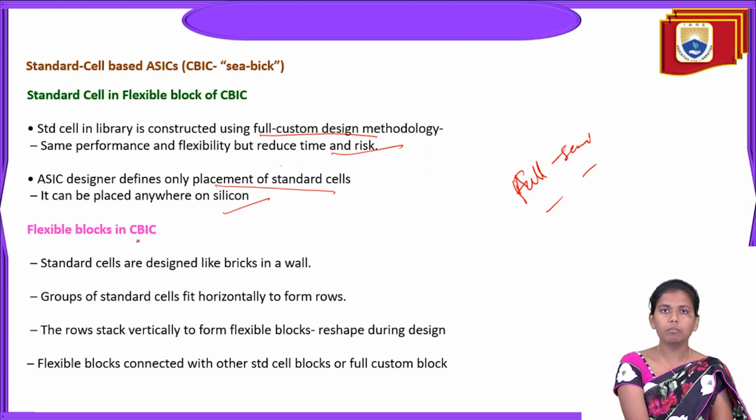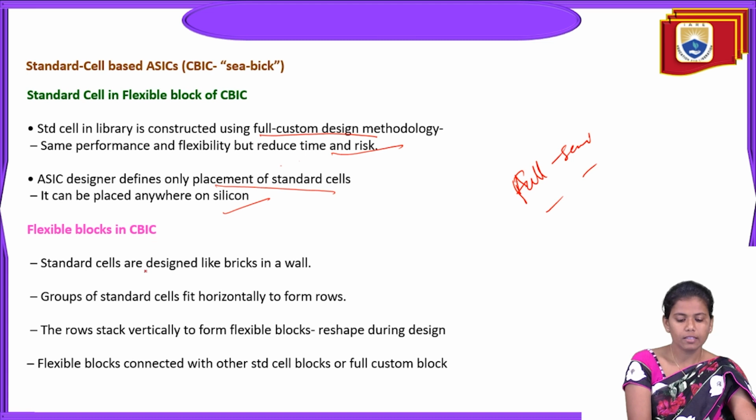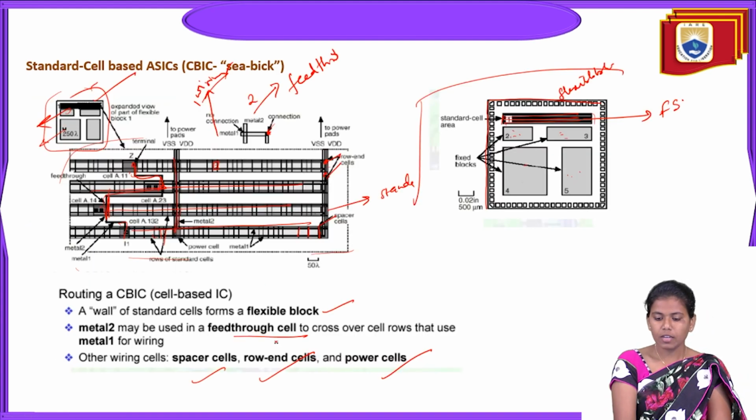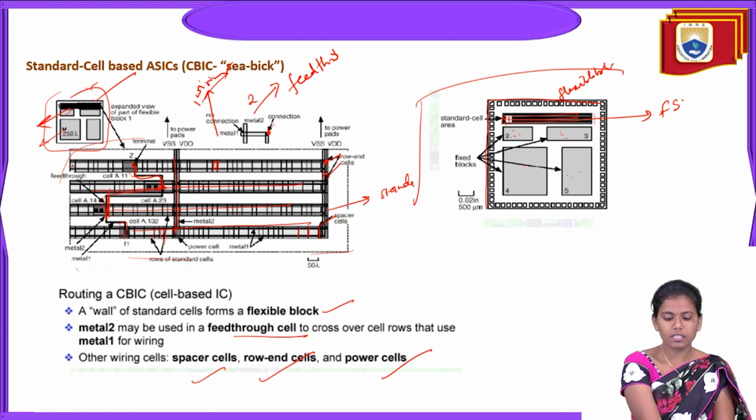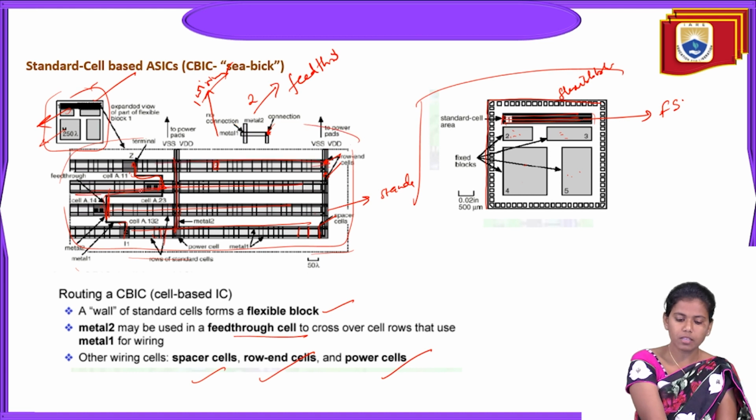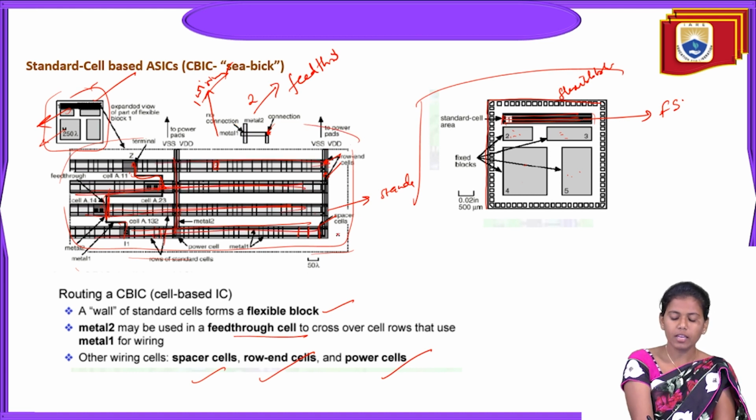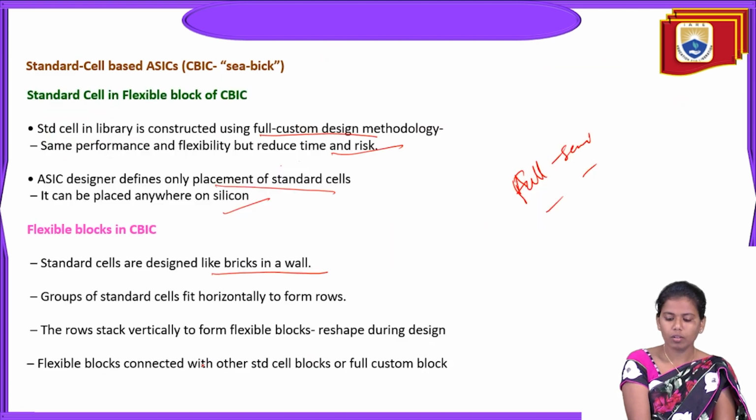And then the flexible block in ASIC. What is this flexible block in ASIC? The CBIC, that is CBIC. The flexible block consists of standard cells designed like bricks in a wall. So here, if you observe, these are the standard cells. The standard cells are considered as bricks in a wall. If you consider this a room, you can see these are the bricks. What are these? These are nothing but the standard cells.